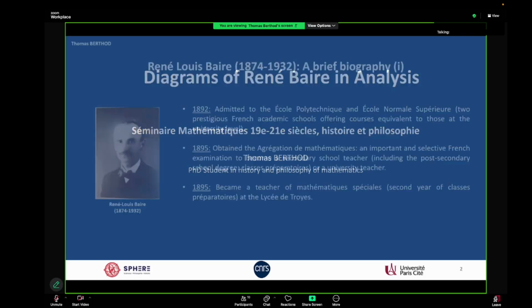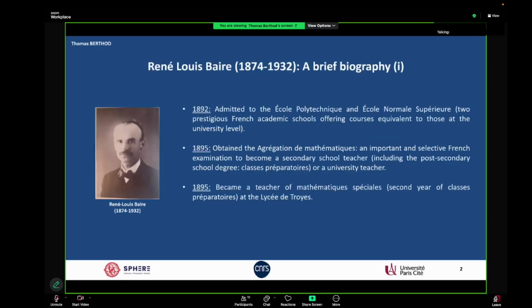So today I will speak about the works of René Baire in the field of analysis. Just some elements about the life of René Baire. You could see on this slide that he was admitted to the École Polytechnique and the École Normale Supérieure. He chose the second one.